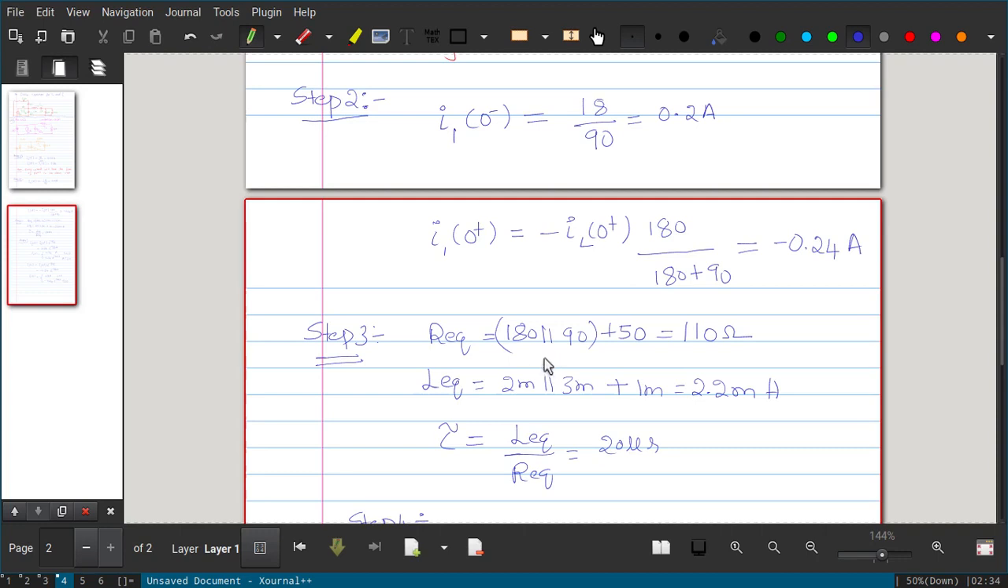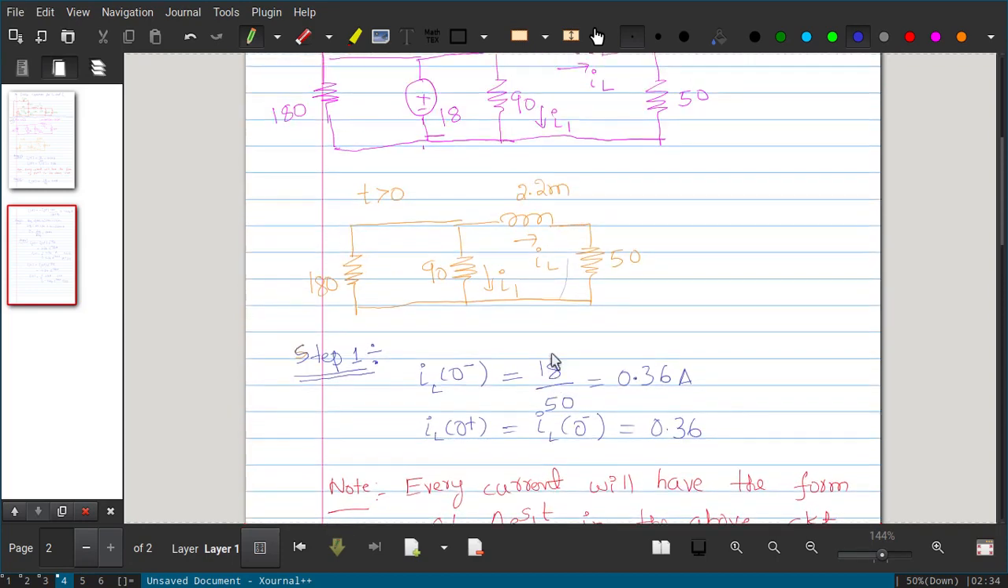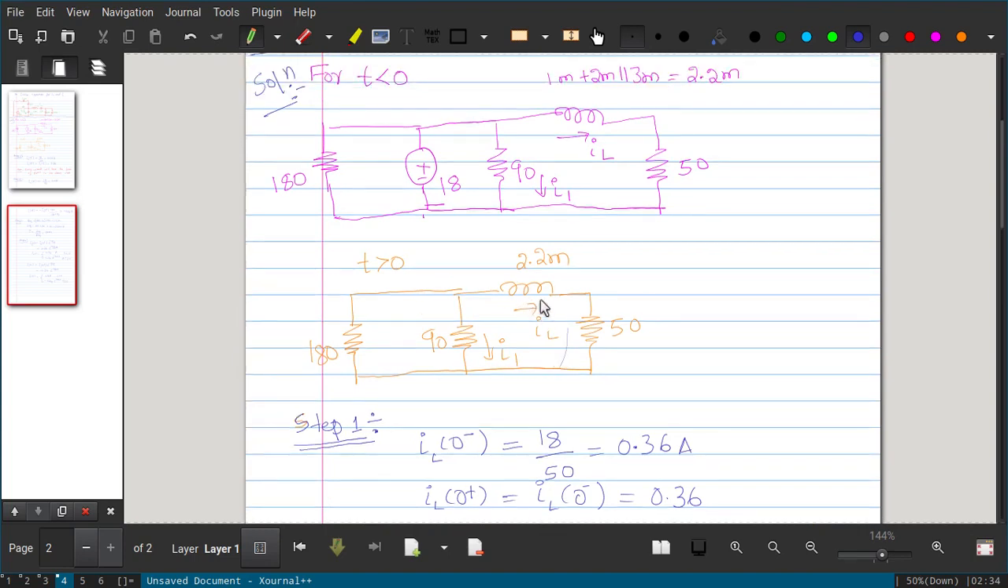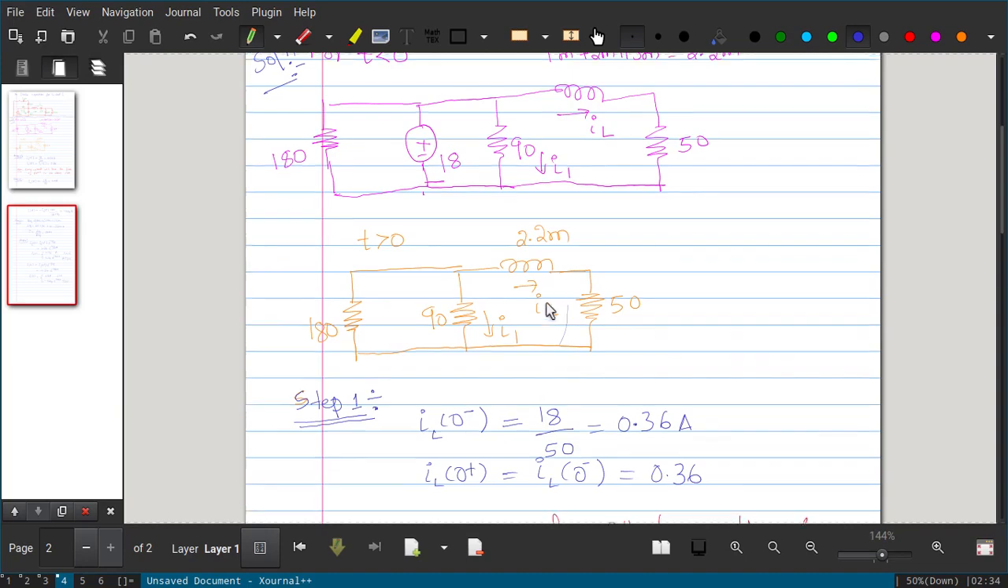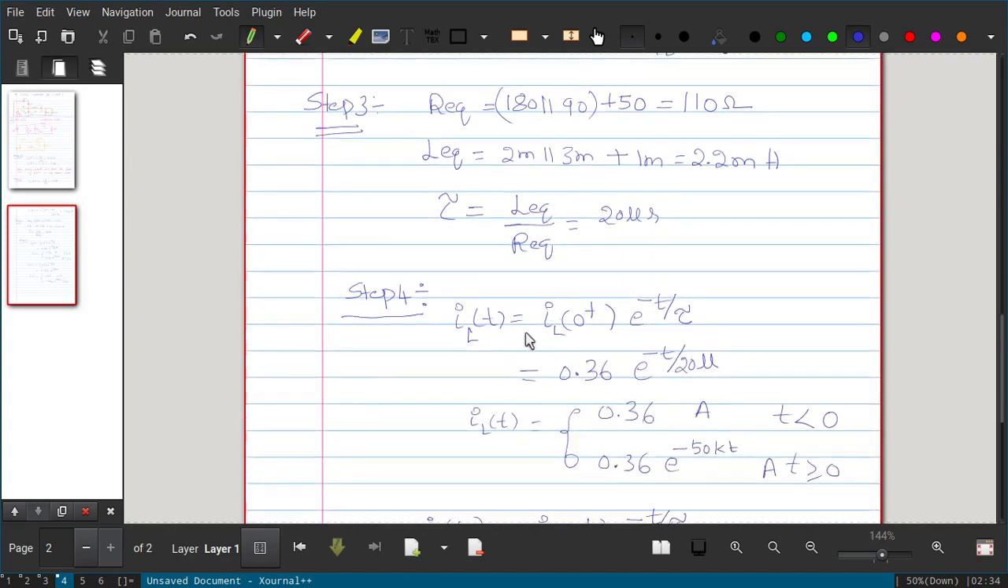Third step, we have to find the time constant. For that we need R equivalent and L equivalent. How do we calculate R equivalent? See this circuit. R equivalent is the equivalent resistance seen by the inductor. What is the resistance seen by this inductor? You can see here, 90 and 180 are in parallel and they are together in series with 50, and that will appear across this inductor. So R equivalent is 180 parallel 90, and that is in series with 50. This equivalent resistance appears across the inductance.